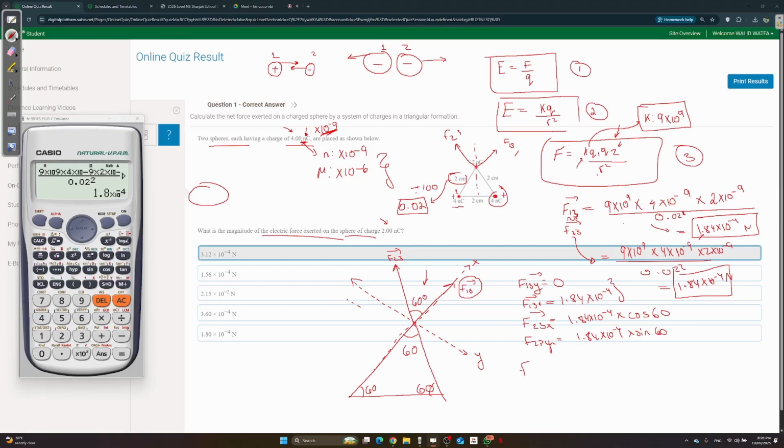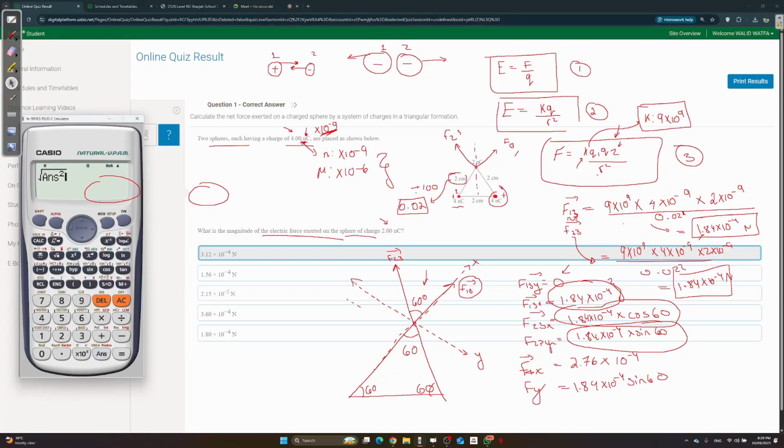So we're gonna have to find the total x component. So Fx is gonna be this one plus this one. So let's just do that. So 1.84, I'm just gonna cut and put it in the calculator. So this x component is 2.76 times 10 to the minus 4. For the y component, since this one is 0, the y component is just gonna be this. So 1.84 times 10 to the minus 4 sine 60. Now how do we find the net force? We do the magnitude. So we're gonna do root.